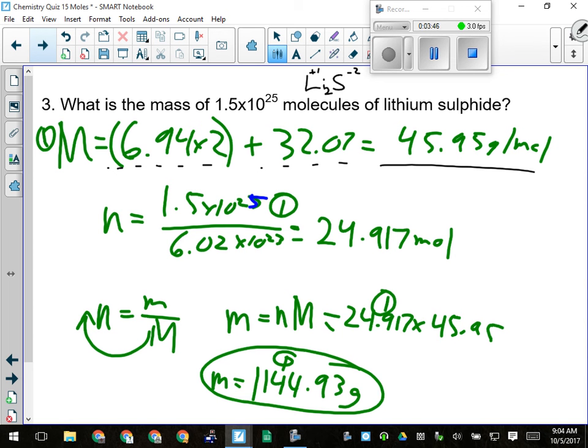The next thing we have to do is calculate the number of moles using Avogadro's number and the number of molecules. So we're going to divide those, because taking the number of molecules and dividing by the number of molecules per mole makes molecules cancel and leaves me with moles. So give them 1 mark for that calculation. It comes out to 24.917 moles.